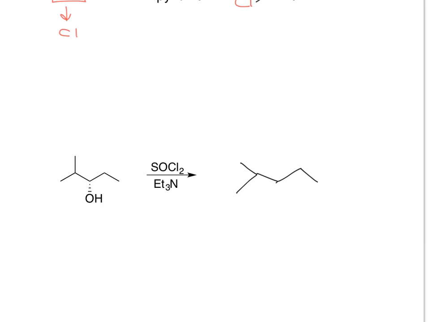And since it does a backside attack, it inverts the stereochemistry from dash to wedge, and our chlorine goes exactly where the OH used to be, but with the opposite stereochemistry. Alright, so one of the things you should remember is thionyl chloride inverts the stereochemistry. So if we're dash, we're going to go to wedged. If we were wedged, we'd go to dash.